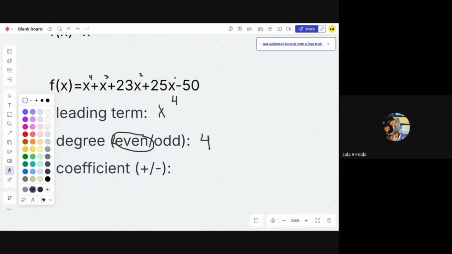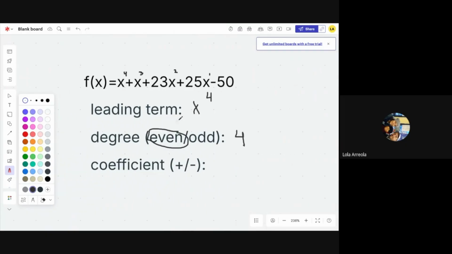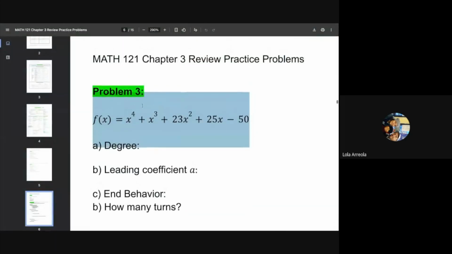That's important when we look at our chart. Also looking at my leading term, what is the coefficient? So the number in front of my term. I don't see a number, but it's not like 23x squared where obviously the coefficient is 23. If I don't see a number in front of x to the 4th power, that number is 1. So my coefficient, is it positive or negative? It is positive.